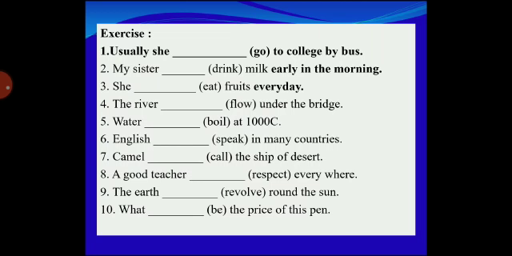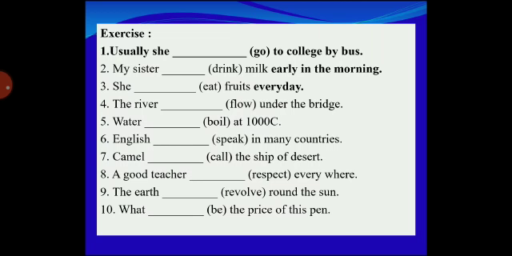Now see here, usually is a keyword. Here you can remember: usually she goes to college by bus. Here third person singular, goes. She goes to college by bus. My sister is also treated as a third person singular. All your family members are treated as third person singular, that may be mother, father, sister, brother, cousin, uncle, aunt, etc. Even your friend is also treated as a third person singular.